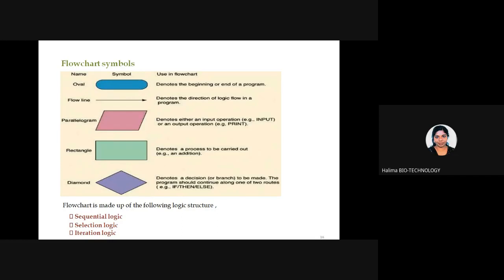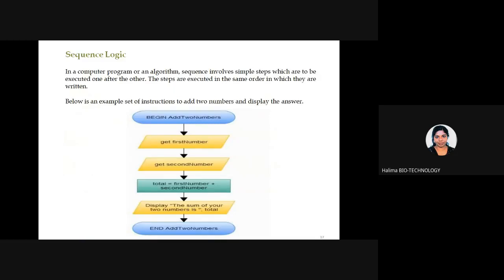Again, flowchart. Any algorithm you write should fit into these three: it should be sequential, or it should be selection, or it is repetition. So even in a flowchart, you will have to follow this. So this is an example of a sequential logic.